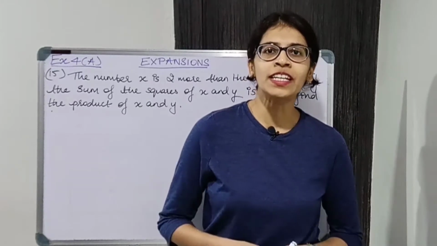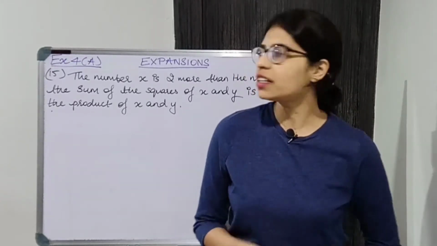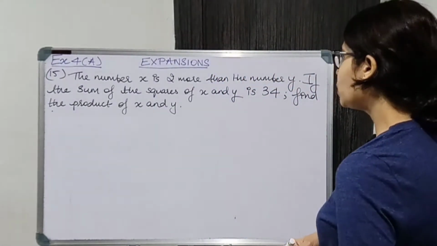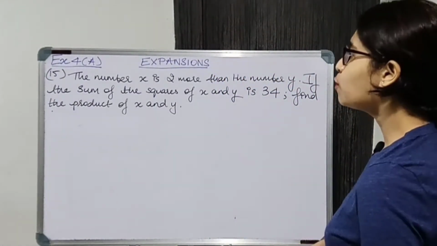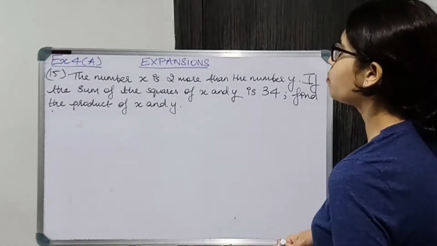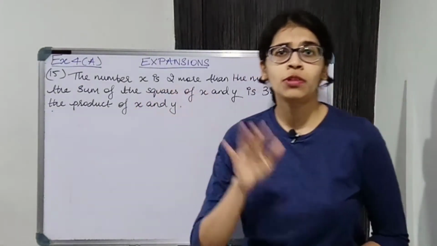In this video, we'll continue with exercise 4a from chapter expansions. So starting with question number 15, the number x is 2 more than the number y. If the sum of the squares of x and y is 34, find the product of x and y. This is a word problem.